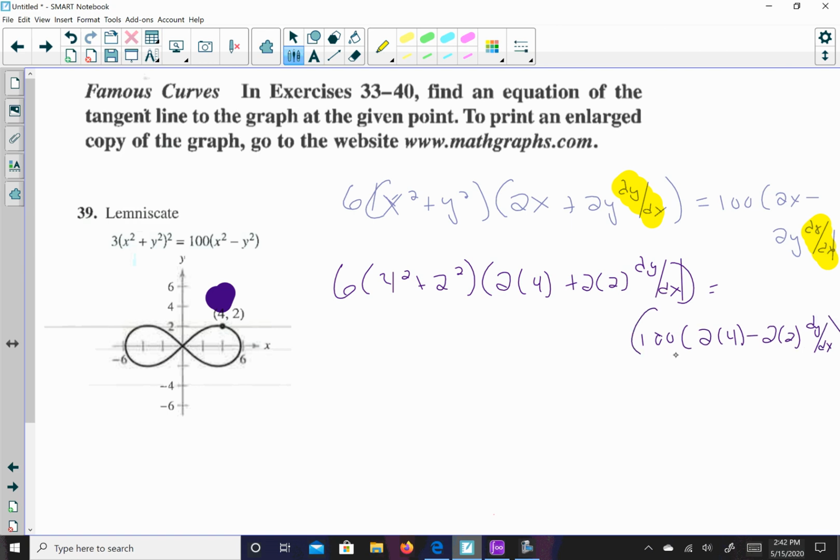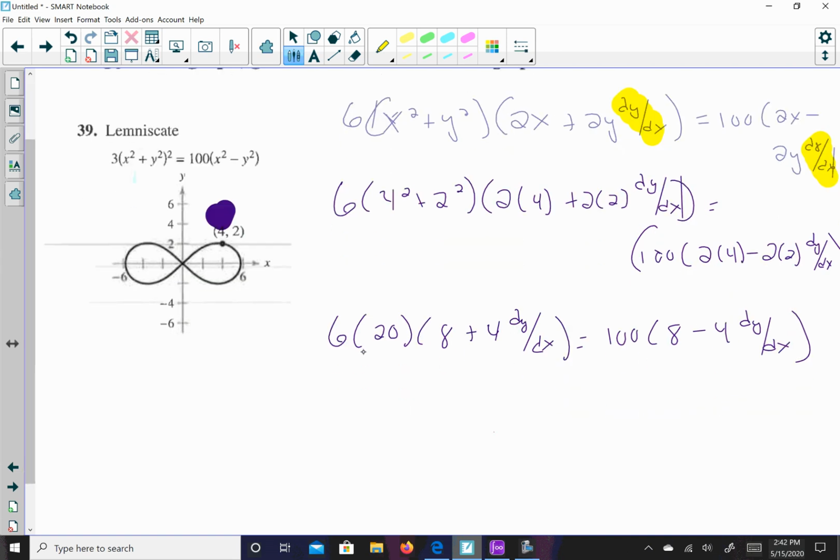That's like one side there. So here, this is 16, so this is 20, so this is 6 times 20 times 8 plus 4 dy/dx is equal to 2, 8. Well, here, let's go slow. 8. So this will be 8 minus 4 dy/dx. So now distributing my 120, I believe that's 120.